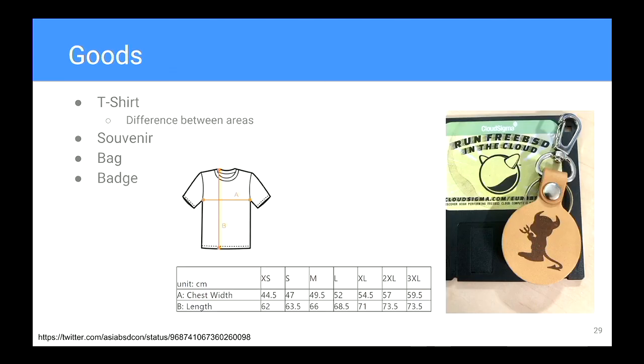All right, so the goods. T-shirt and souvenir bag, every conference has that. One thing I want to point out is the t-shirt. The t-shirt size is different in each area. So list that information to let people choose the right size.